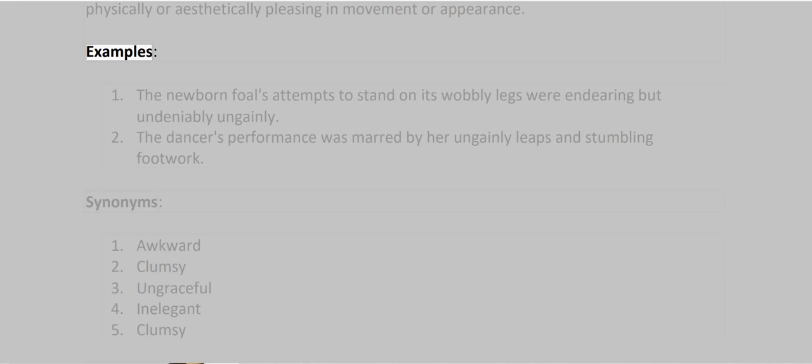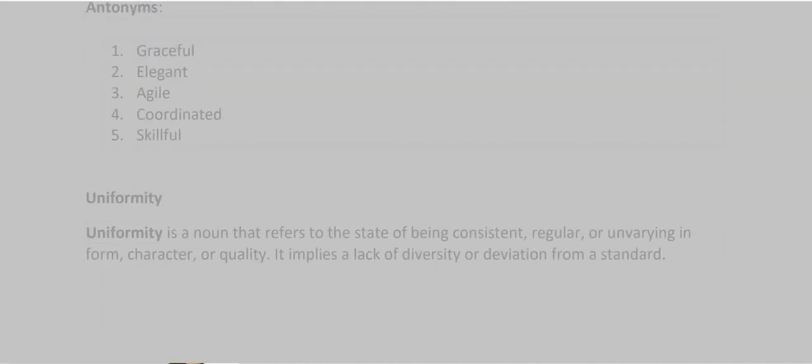Examples. 1. The newborn foal's attempts to stand on its wobbly legs were endearing but undeniably ungainly. 2. The dancer's performance was marred by her ungainly leaps and stumbling footwork. Synonyms. 1. Awkward. 2. Clumsy. 3. Ungraceful. 4. Inelegant. 5. Clumsy. Antonyms. 1. Graceful. 2. Elegant. 3. Agile. 4. Coordinated. 5. Skillful.